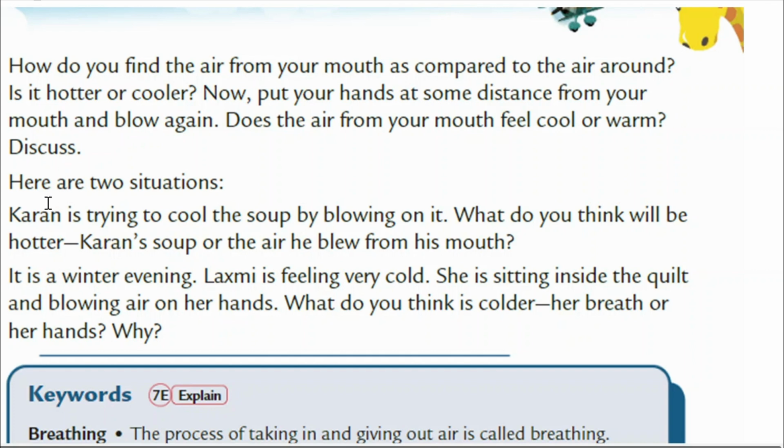Discuss. Here are two situations. Karan is trying to cool the soup by blowing on it. What do you think will be hotter? Karan's soup or the air he blew from his mouth? It is a winter evening. Lakshmi is feeling very cold. She is sitting inside the quilt and blowing air on her hands. What do you think is colder? Her breath or her hands? Why?